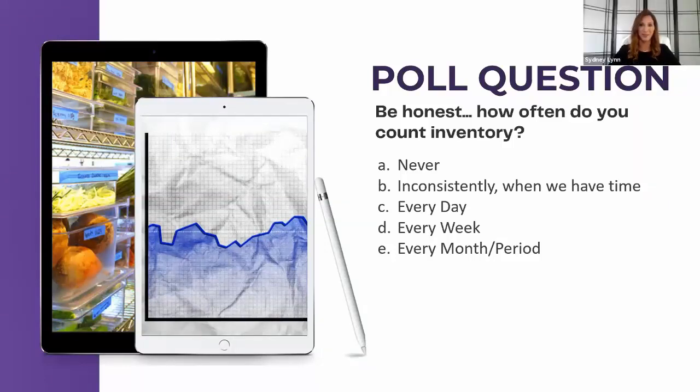Thinking this might be all over the place. Sounds good. Hopefully by the end of this, they're going to be wanting to count some inventory. There you go.